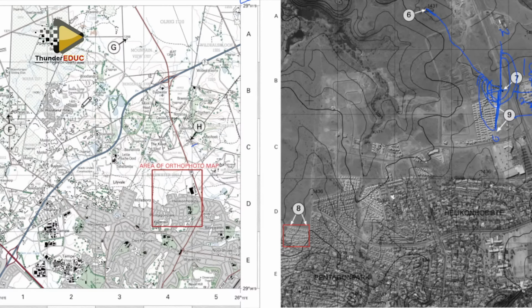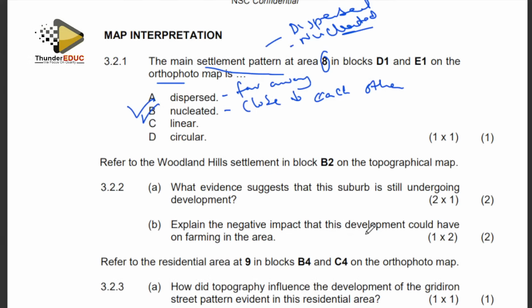So some plots here have not been used, so it is still undergoing construction. Okay? So that can be evidence for why you can say this area is undergoing construction. If the question comes and it is talking about evidence to show that the area is very old, then you can look at things like a monument, like maybe an old town hall. Or the nature of the street pattern, you will know that this area is very old. So those are the kind of things that we can use in that sense.